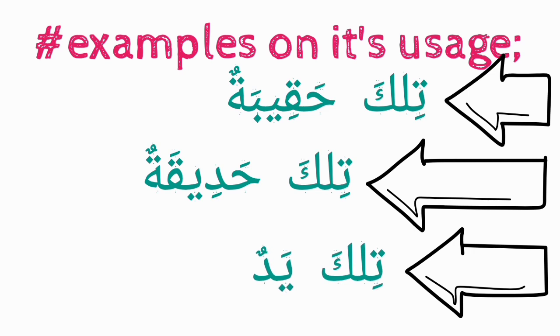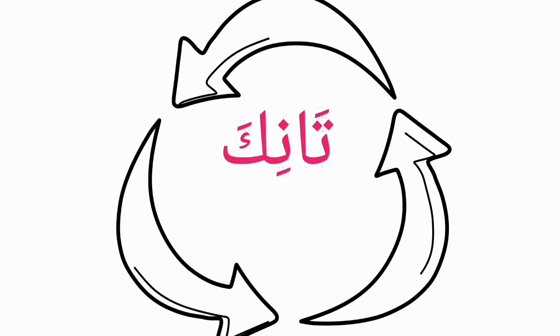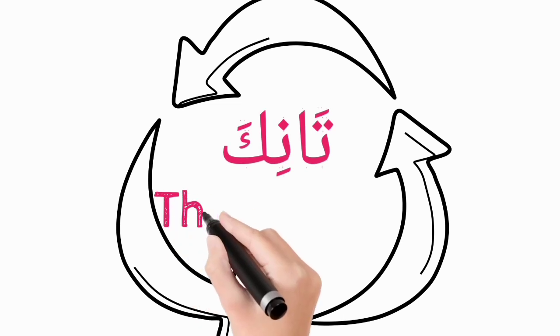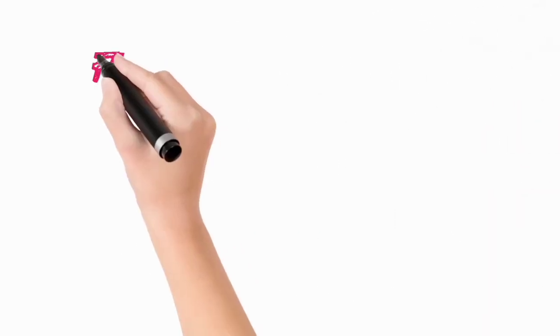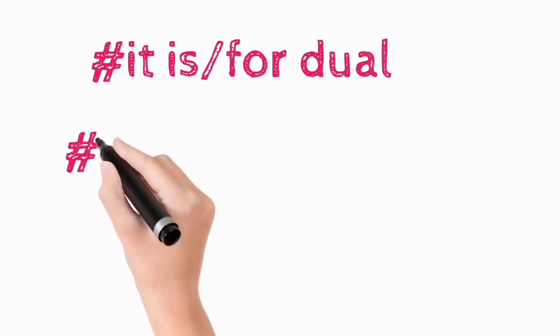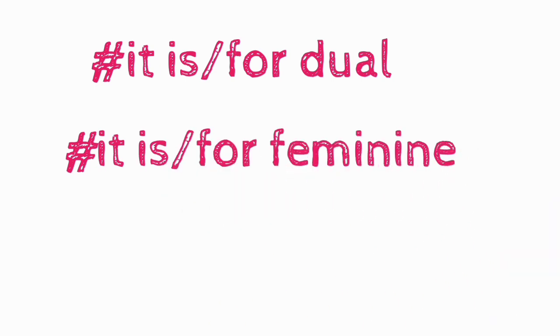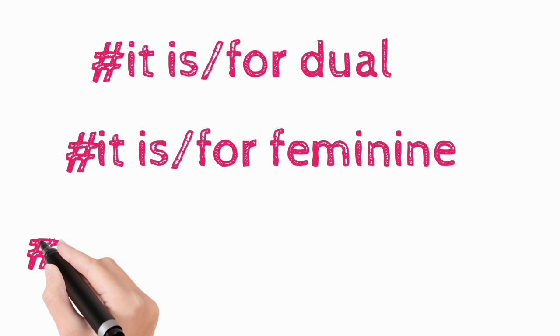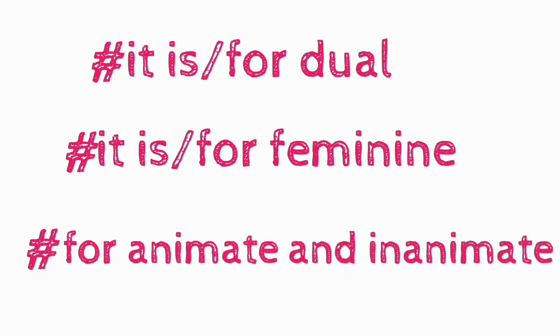Now, the dual form for the tilka, we have the tanika, which simply means those two. So the attributes of the tanika is that tanika is for the dual. Tanika is used for the feminine also, and tanika can also be used for animate and inanimate things, provided that those things are dual and feminine at the same time.